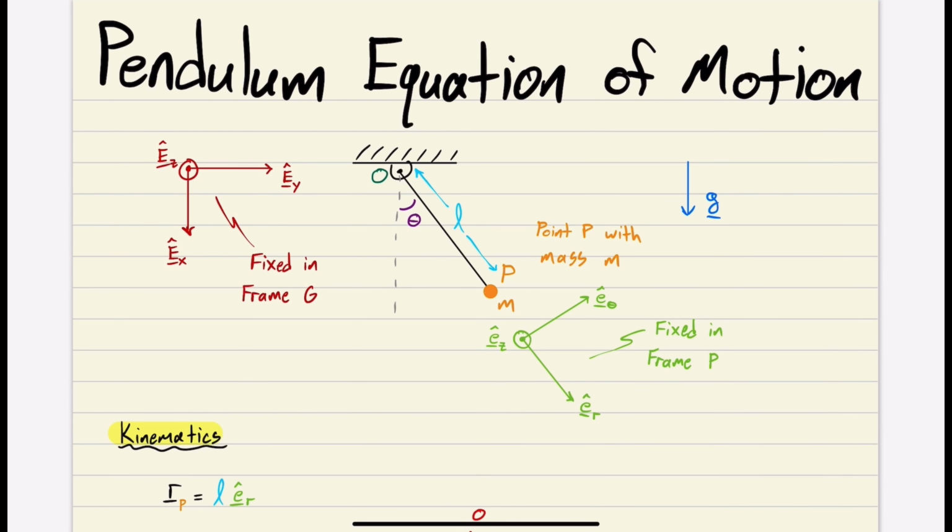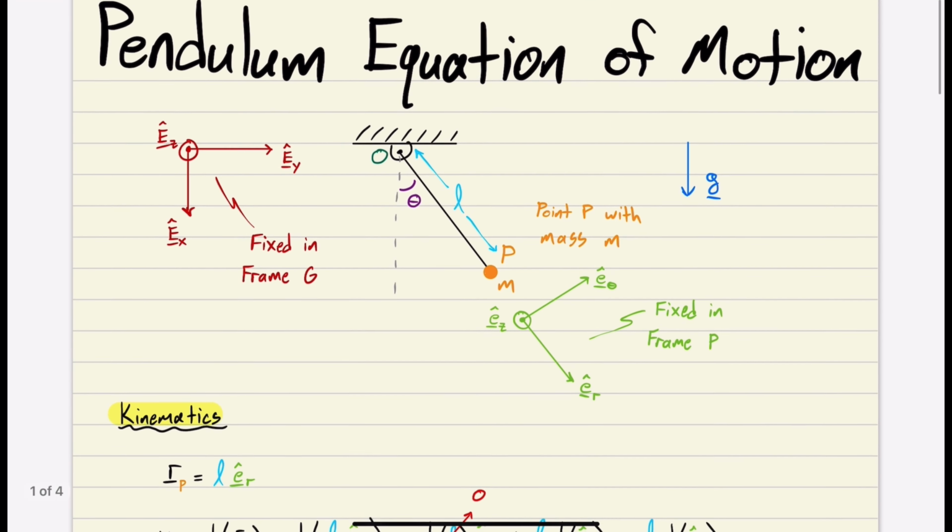Let's find the equation of motion for a pendulum. So this is going to be our first example where we are looking at the kinetics of a problem, right? We're going to be concerned with the forces. Before we were just looking at the kinematics, which was just position, velocity, acceleration. Now we're going to be applying some of Newton's laws.